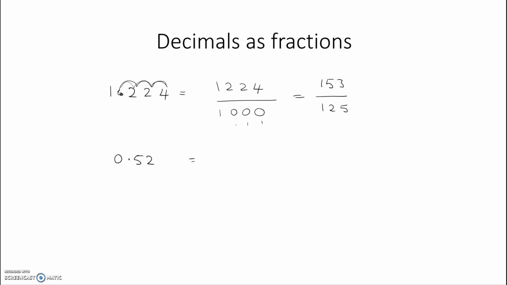0.52. Okay, that's 52. So go 1, 2. That's 2 over 2 zeros, so 100. And if we simplify that, it would be 13 over 20.